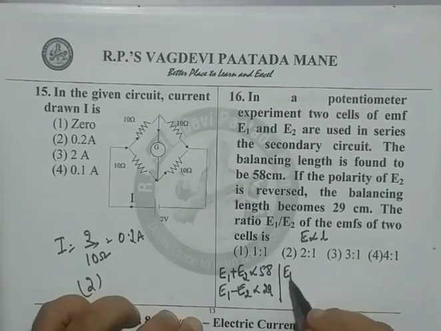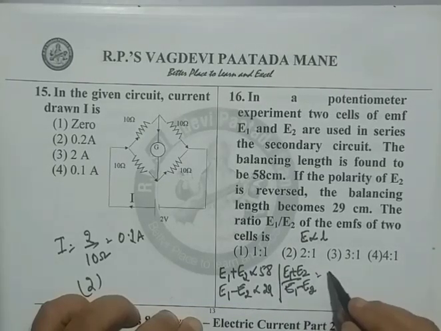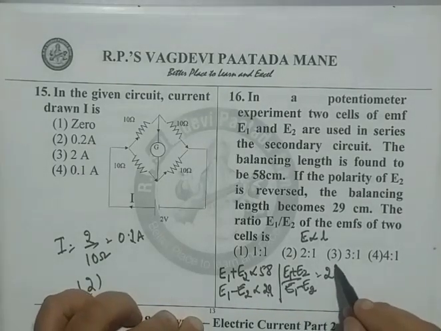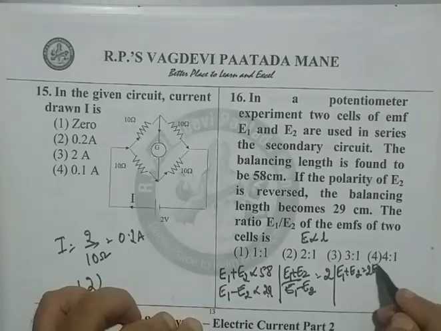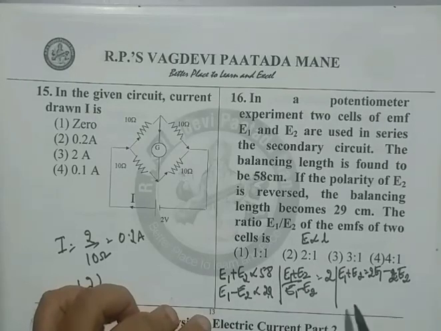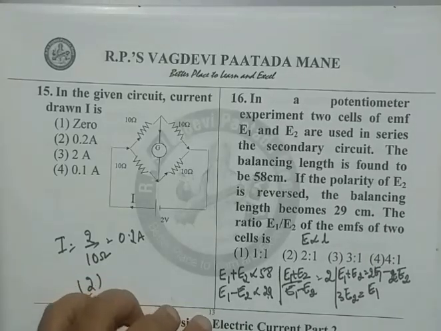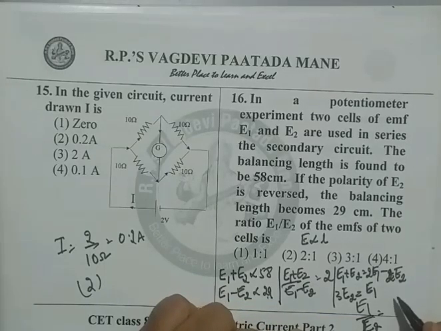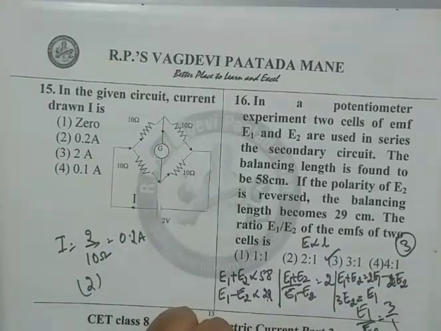Therefore, E1 plus E2 by E1 minus E2 equals 2. 58 by 29 is 2, which amounts to E1 plus E2 equals 2E1 minus 2E2. Therefore, we can write 3E2 equals E1. Therefore, E1 by E2 is 3:1. Therefore, option 3 is correct.